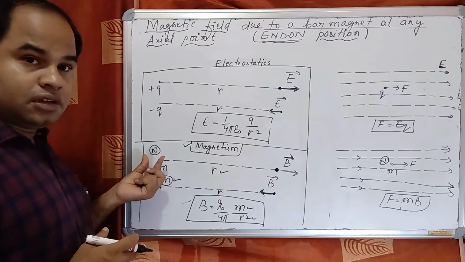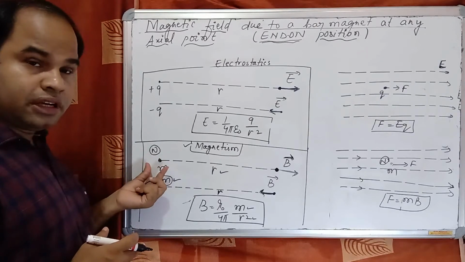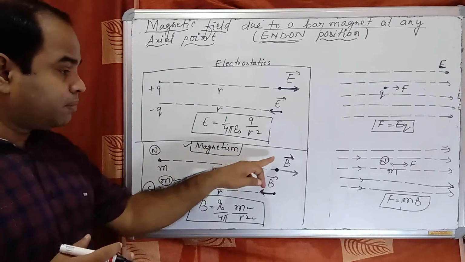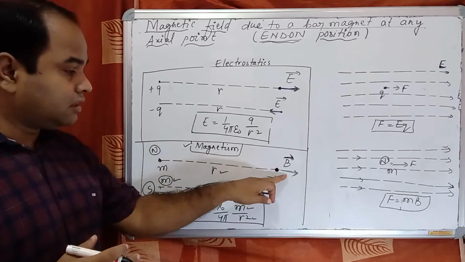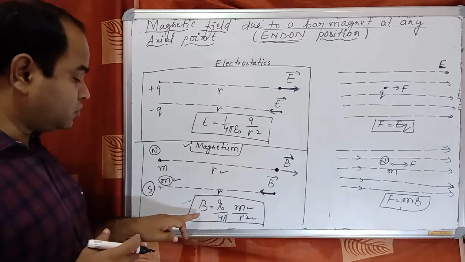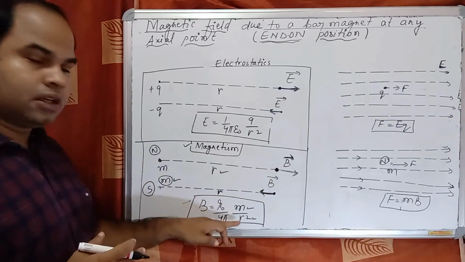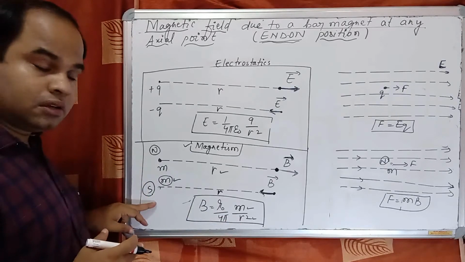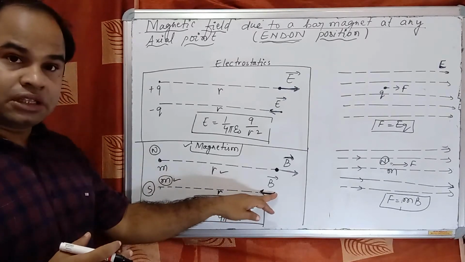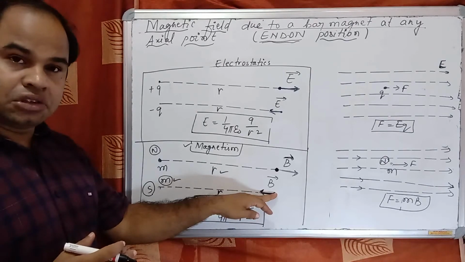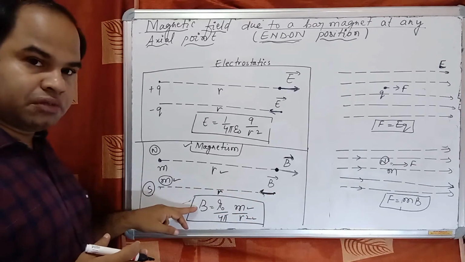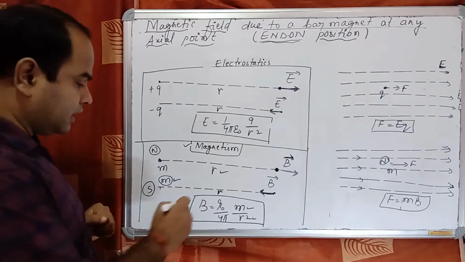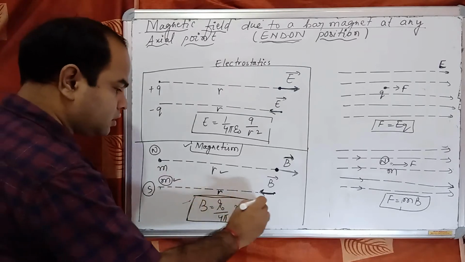Jodi gote pole nova, and if it is a north pole at r distance from it, it produces magnetic field that is outward in nature, and the magnitude is mu naught by 4 pi m by r square. Jodi south pole nova, at r distance from it, the direction is inward, magnitude is same, that is mu naught by 4 pi m by r square. ठीक है, एटा हमें यूज करिवा इन दिस लॉन्ग क्वेश्चन.